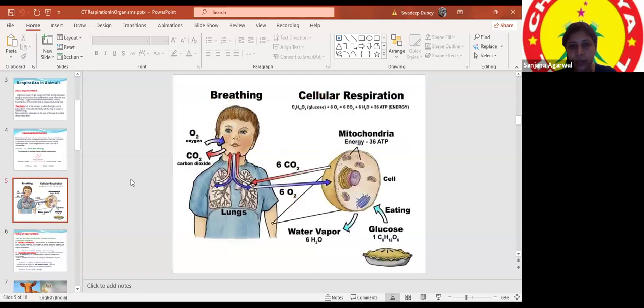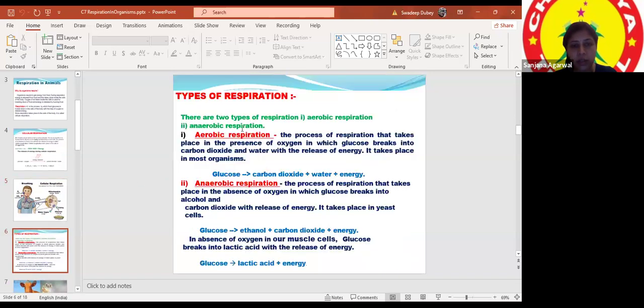This I explained to you yesterday, cellular respiration. Now, next come the types of respiration. Why are there types of respiration? We have noticed that respiration is just the conversion of glucose into energy for the tasks we perform. So why are there types of respiration, as all the organisms undergo respiration? Okay. Basically, there are two types.